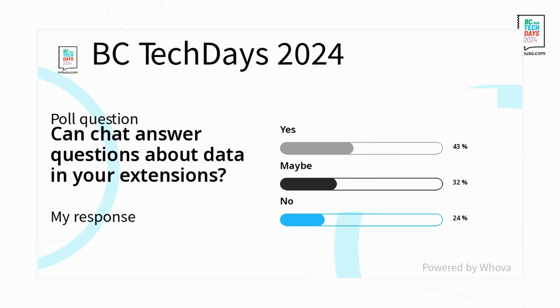There was another poll question we asked: can chat answer questions about data in your extension? And the answer is yes, as long as it's well described. And we can answer those questions, we can really help with the job. If you ask chat a question like "show me my sales by months for the last 5 years" and there is no place in the application to answer that question, Copilot cannot help for now.